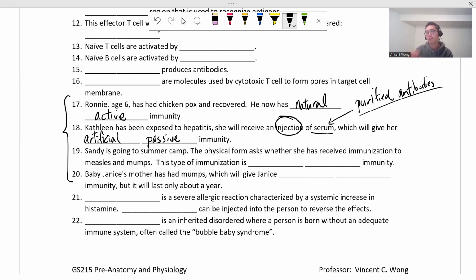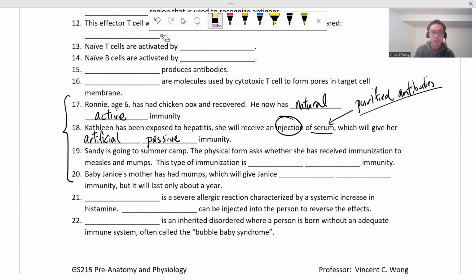So again, if you inject something, it's artificial. If you didn't inject anything, then it's natural. Did you make the antibodies? If you did, then it's active. If you did not, if someone else made the antibody, then it's passive.